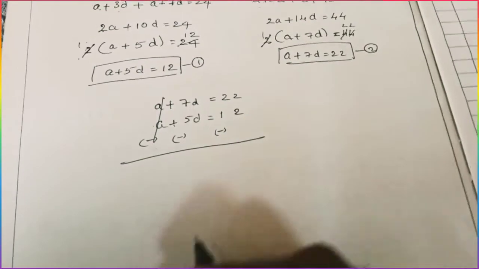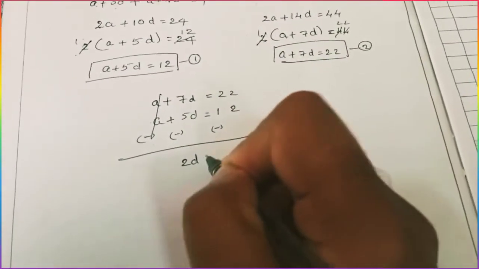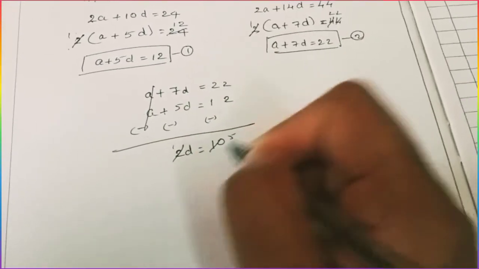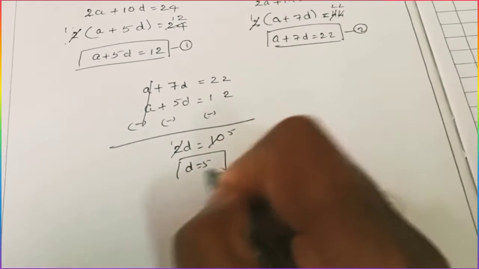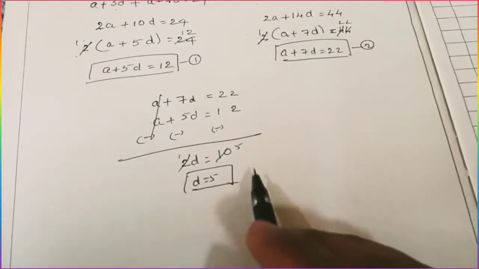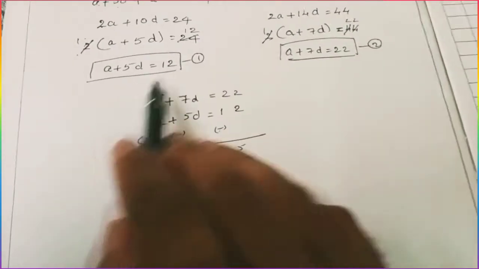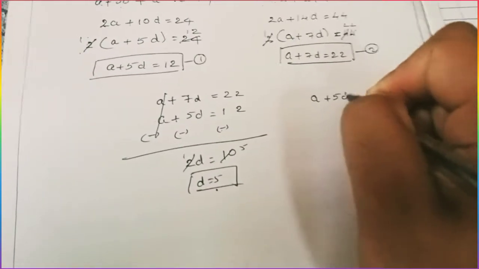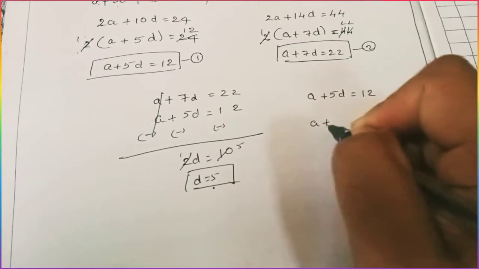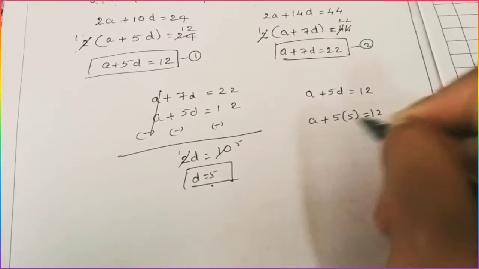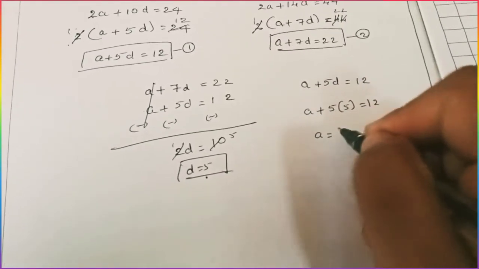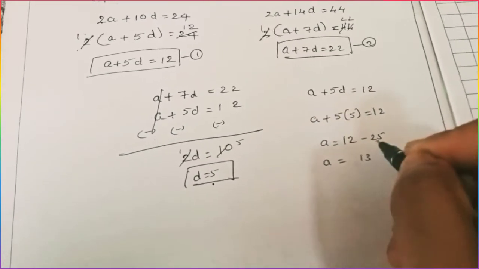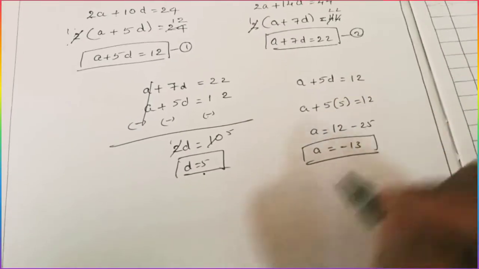So plus a minus a gets cancelled. 7 minus 5 is 2d is equal to 22 minus 12 is 10. 2 ones are 2, 2 fives are 10. We got the value of d, that is 5. Now we will find the value of a by substituting the value of d in any one of these two equations. I am going to substitute the value of d in the first equation: a plus 5 into 5 is equal to 12. 5 fives are 25. When I transpose 25, it becomes minus 25. 25 minus 12 is 13. Bigger number sign is minus. So the first term value is minus 13.